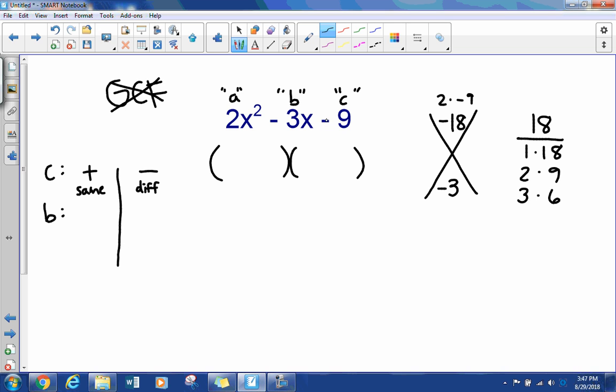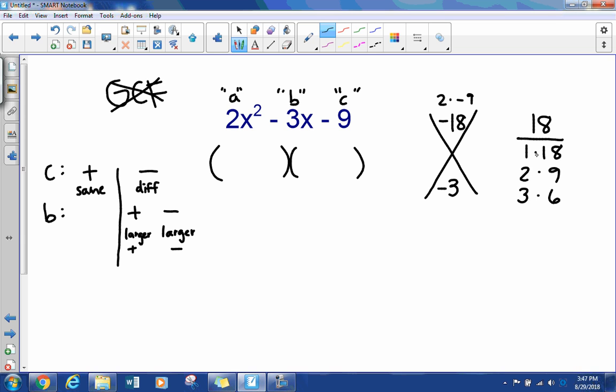Then look at the sign on B, because if C is negative but B is positive, the larger of the two factors will be positive, whereas if C is negative and B is negative, the larger of the two factors is the negative one. So in this case, C is negative and B is negative. That means the larger of our factors would be the negative one. That means it'd be 18 or 9 or 6.